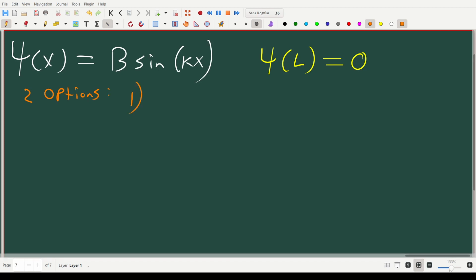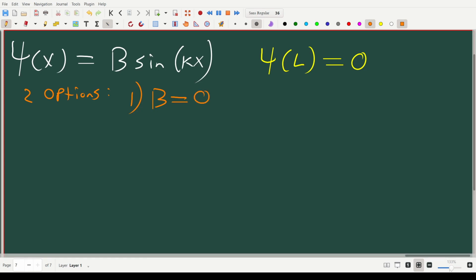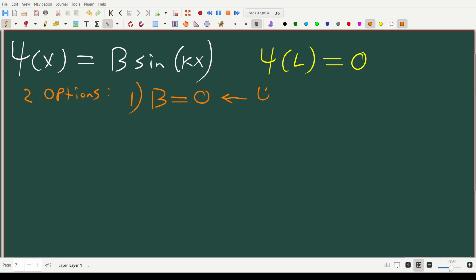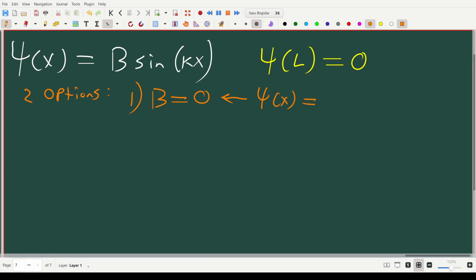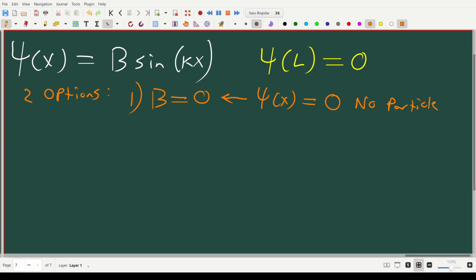The only one way is to have b equals 0. Well, then we don't have any function at all. The wave function is trivially 0. This means no particle. So let's avoid that one. That's one way we can get this boundary condition satisfied, b equals 0, but that's worthless. We want to have a particle. We don't want to destroy it. So what's the other option?